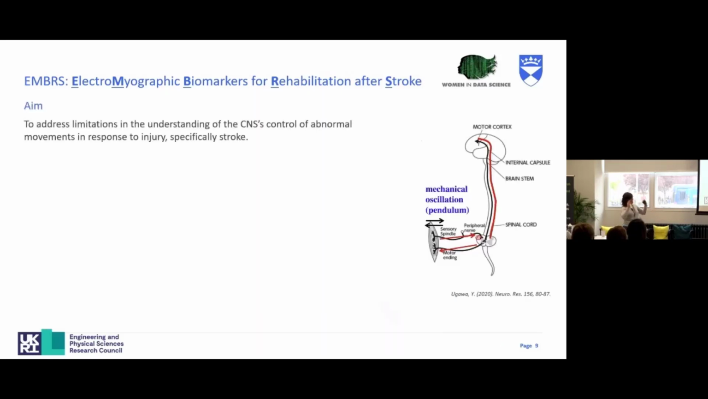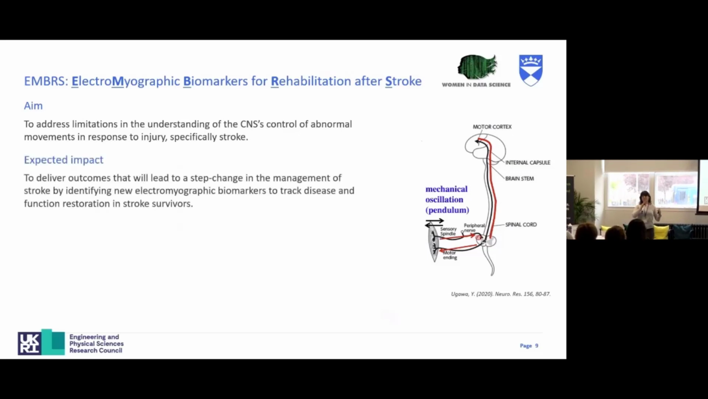So it just felt that something needed to happen. My aim is to develop biomarkers based on how people move. And the overarching aim is first to understand the link between our central nervous system and the peripheral nervous system, not only during abnormal movements, but specifically in stroke.